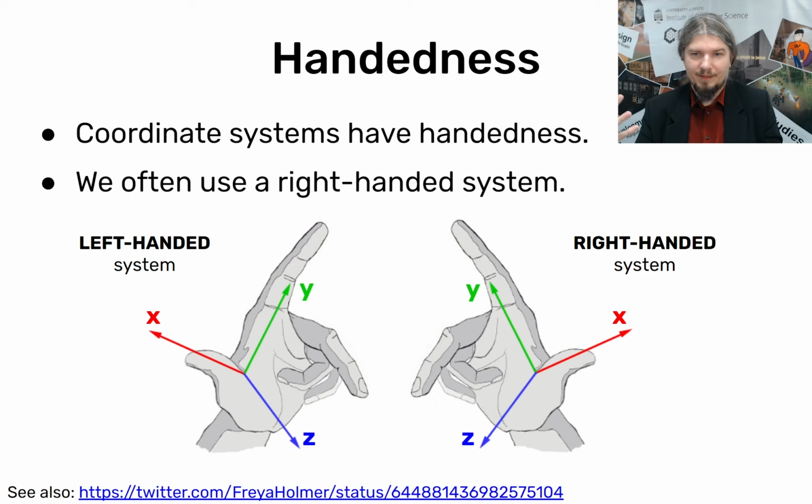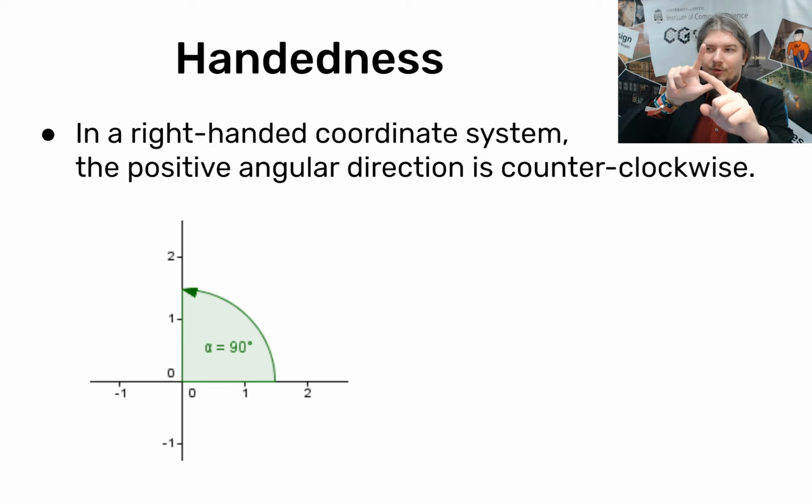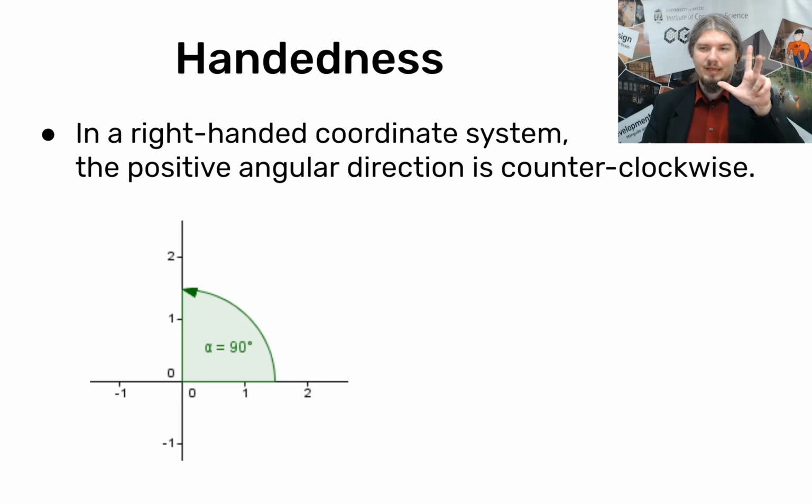So what does handedness affect, more than just where the third axis points? One thing it affects is the positive angular direction. In a right-handed coordinate system, the positive angular direction is counterclockwise. If you look at the third axis, so that it is pointing towards you, then the direction from the first to the second basis vector is the positive direction. So if the third axis is pointing towards you and you move from the first basis vector to the second, this is the counterclockwise direction, and that is the positive angular direction. If you do the same with a left hand, this gives you a clockwise angular direction.